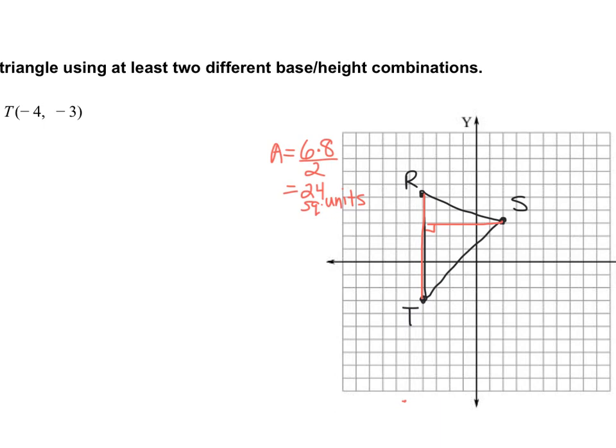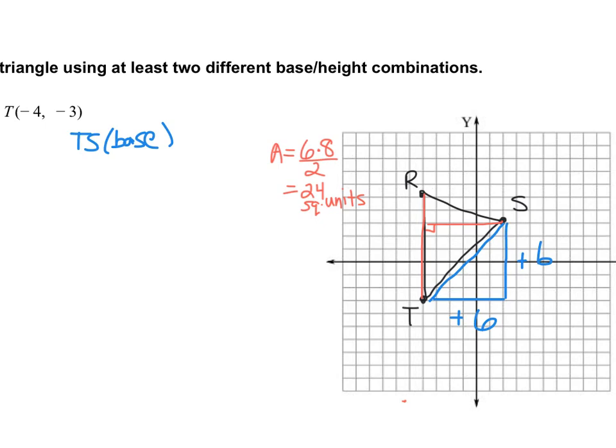If we wanted to use, let's say, TS as our next base, then we would want to make sure we know what the slope is so that we can draw in the altitude and calculate its length as well. First of all, TS, which is our base, we can calculate its length by using Pythagorean Theorem. So we have a run of 6 and another rise of 6.